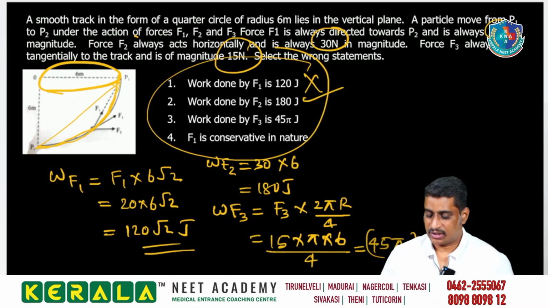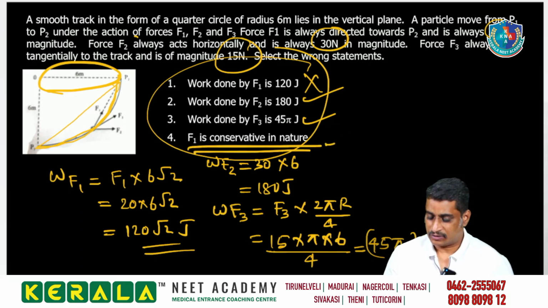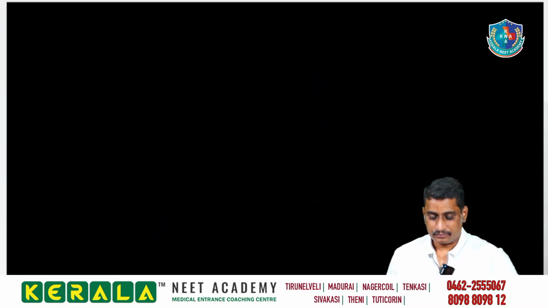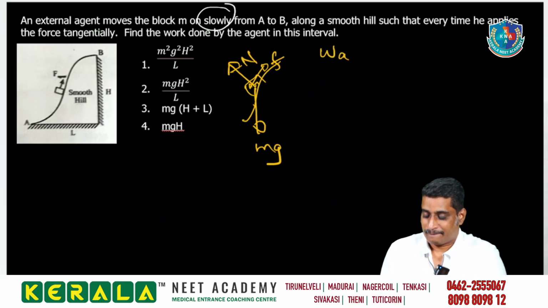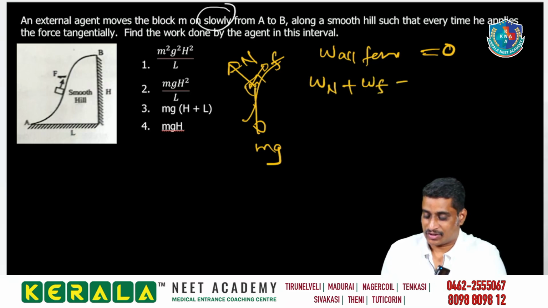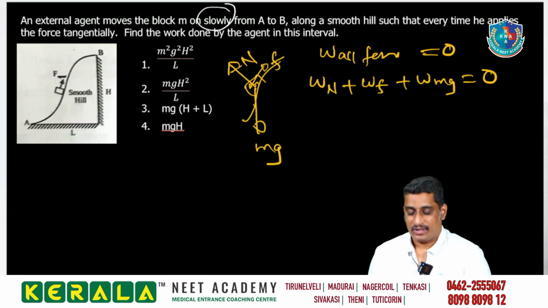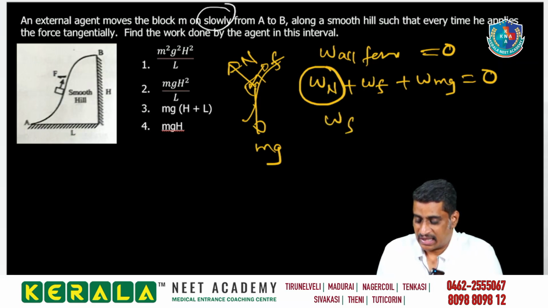Work done by F2 is 180 joules, work done by F3 is 45 pi joules, and F1 is conservative in nature. As it is moved slowly without any change in kinetic energy, work done by all forces is equal to 0. Work done by normal force plus work done by the external agency plus work done by mg will be equal to 0. Here, the work done by normal force is equal to 0 anyhow, that we know. It's very clear.